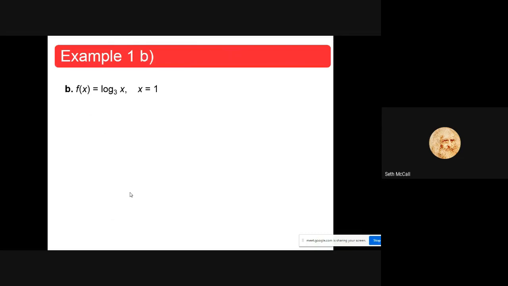Moving on to example B, once again we have f of x equals log. Now we change the base here. Now it's base 3 of x. We're going to substitute 1 in for x, which will give us this equation right here. From there, I'm going to do the same thing as I did in the last problem. Rather than having f of x, I'm going to substitute in y. So it's y equals log base 3 of 1.